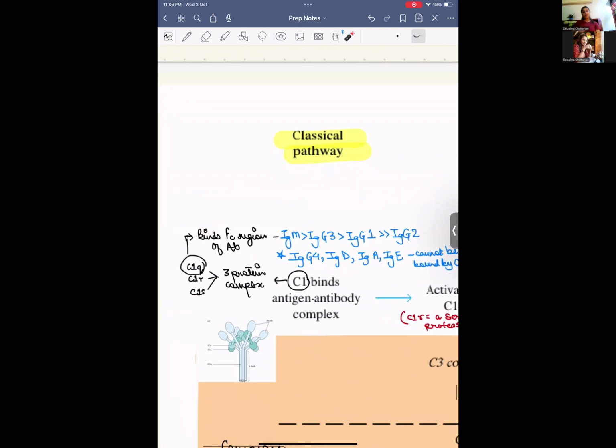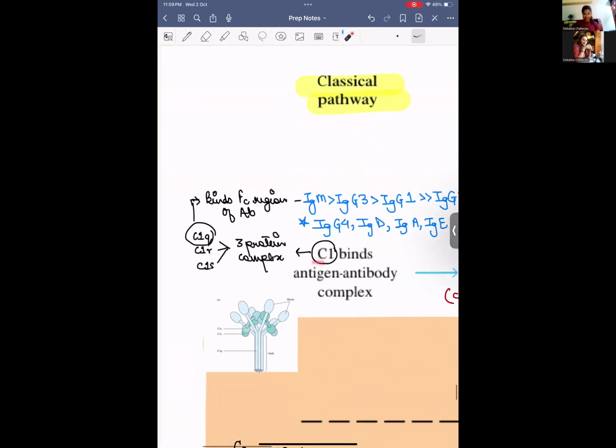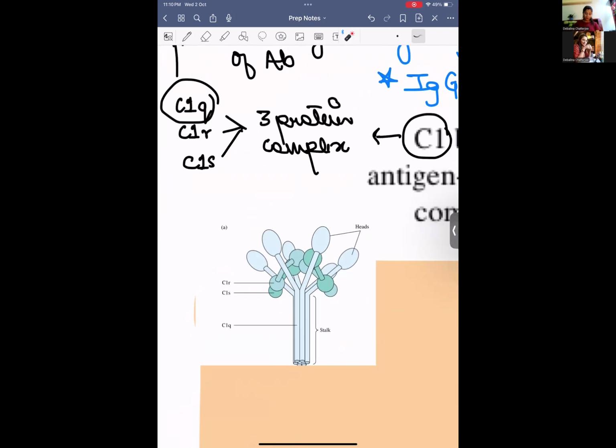Now, if you look here, we start adding on to the details. So C1, this is how the C1 molecule looks. The C1 is a complex of three proteins, C1q, C1r, and C1s. C1q in itself is formed by six protein molecules. So these six heads that you see over here, all of these are the C1q molecule. So it's a polymer of six molecules, right? And it is joined by C1r and C1s.